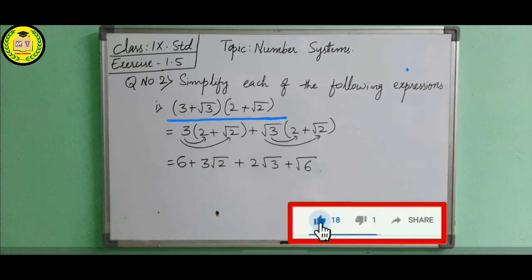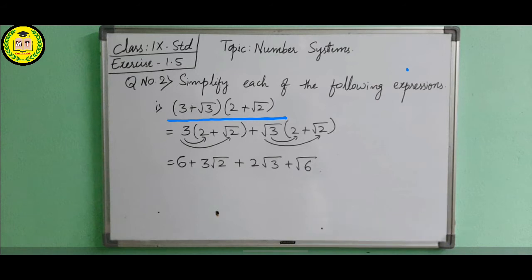How can we multiply this? The first term 3 and the second term √3 have to be multiplied with 2 + √2. So we multiply 3 with 2 + √2, and again we multiply √3 with 2 + √2. When we multiply these, 3 twos will become 6, and 3 into √3, 3 into √2, 3√2.